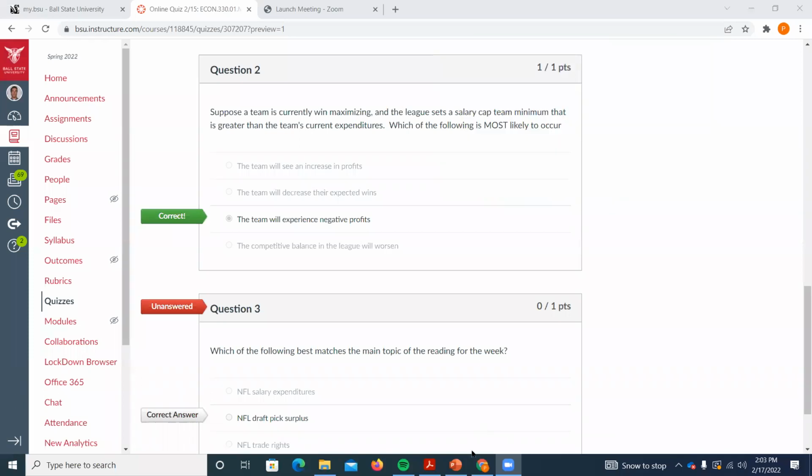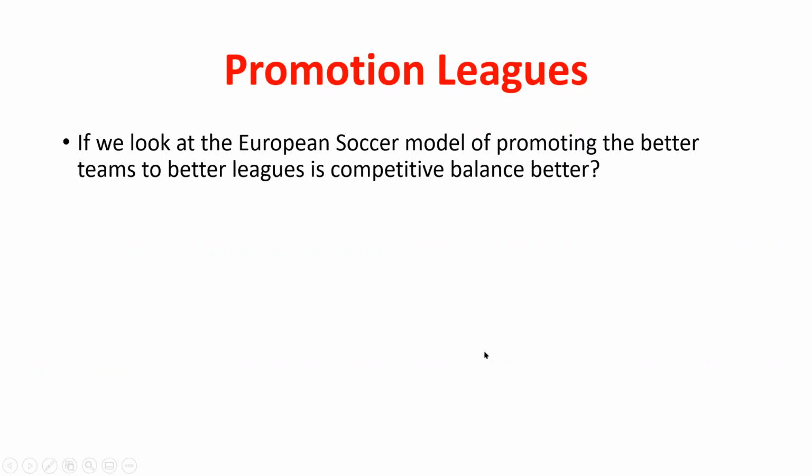All right, so we've been talking about competitive balance and thinking about some of the things that we might see related to that. That's where we left off, mostly talking about salary expenditure minimums and maximums. We also think about how promotion leagues are going to influence this.